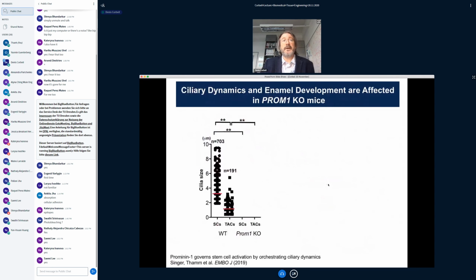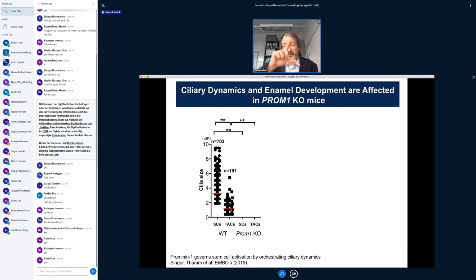So if we now measure the length of the cilia in the wild-type animal, you can see here that the mean length of the cilium changes drastically between the stem cell and the transient amplifying cell.